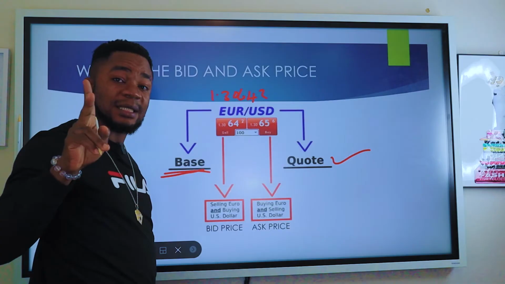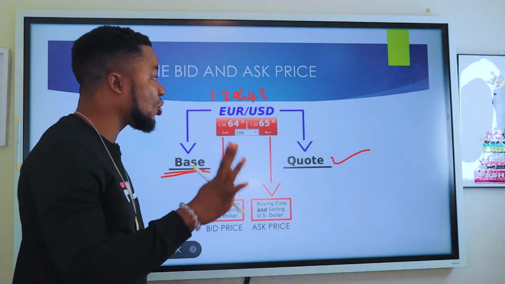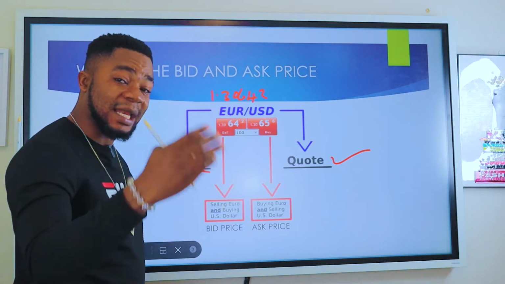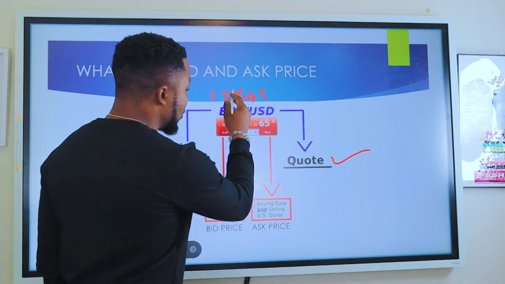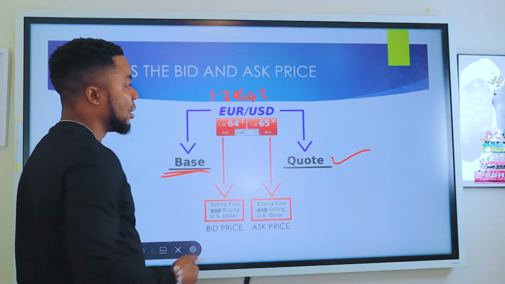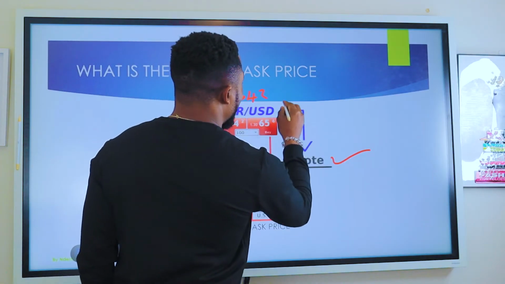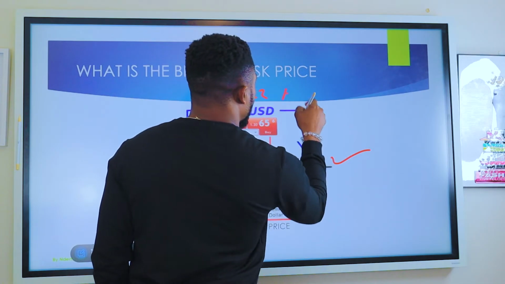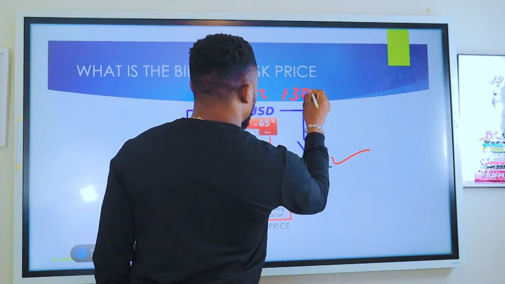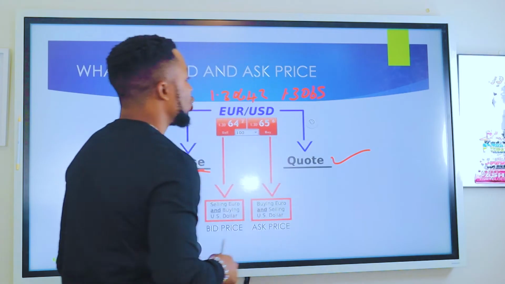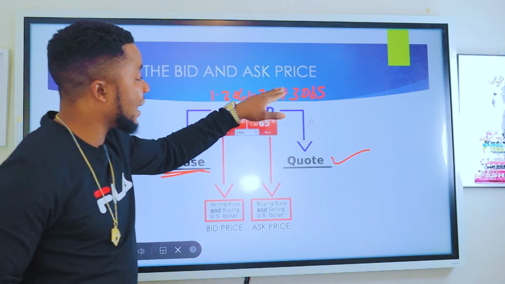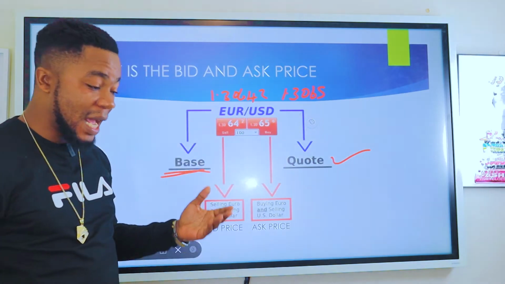And inside this other place, we have another price. So we have two prices. Each currency quote has two prices: the bid price and the ask price. The first one here is the bid price, and the second one is the ask price, which is 1.3065. So we have two different prices.